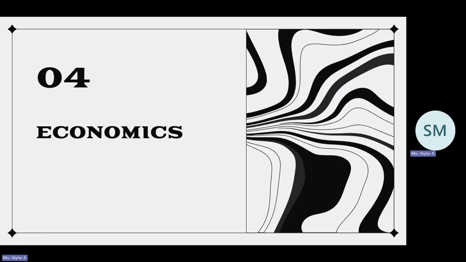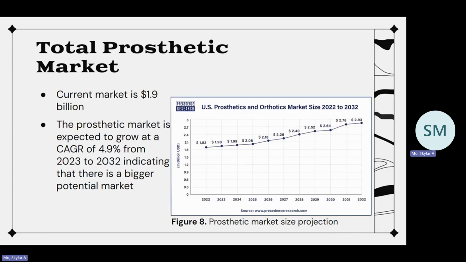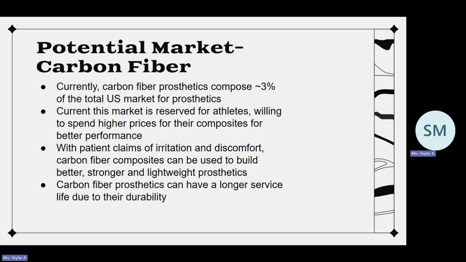Next, to consider some of the economics of carbon fiber prosthetics. Currently, the total prosthetic market is $1.9 billion, and this is expected to grow at a CAGR of 4.9%, CAGR symbolizing the growth rate. So in 2032, the market is expected to get to $2.93 billion, meaning that there is potential to make a bigger market here and for carbon fiber to have a bigger impact.